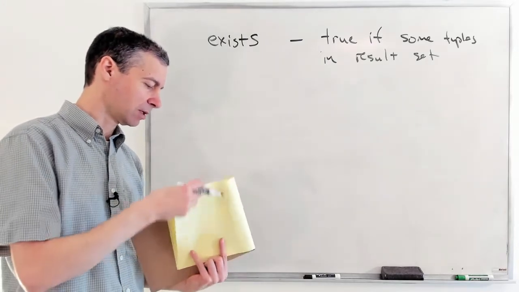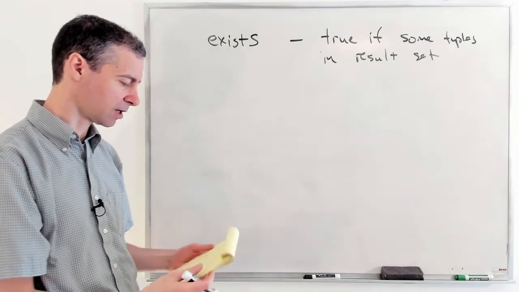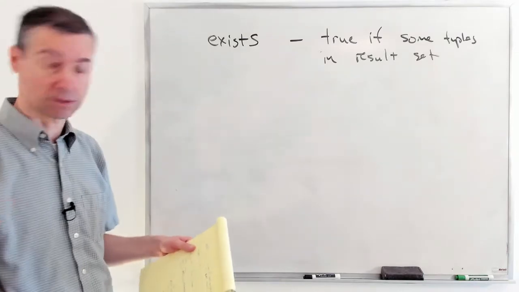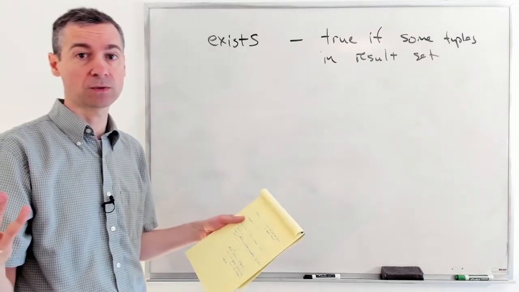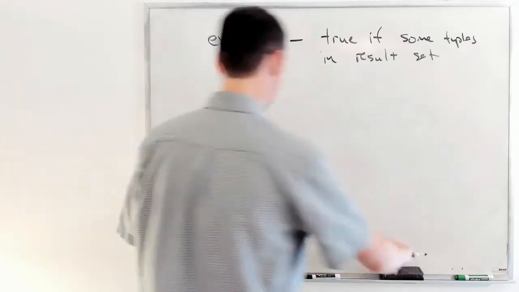Some, all, and exists are less common, but you should know that they're around so that if you're thinking there's got to be a way to solve this problem, you know they're part of the toolkit that you have.